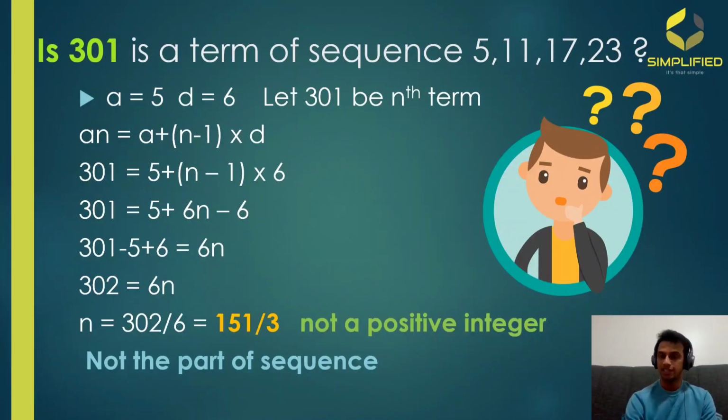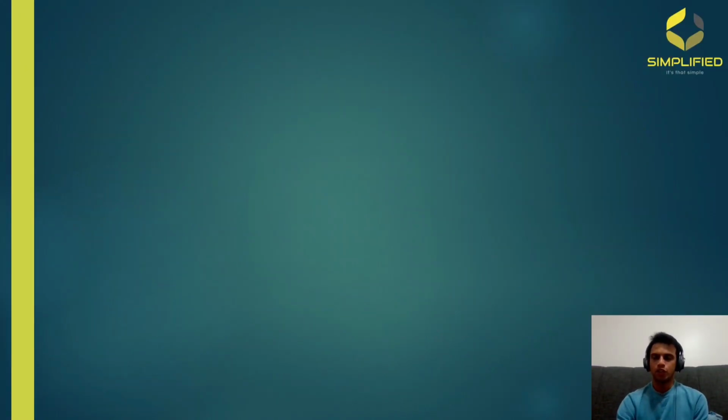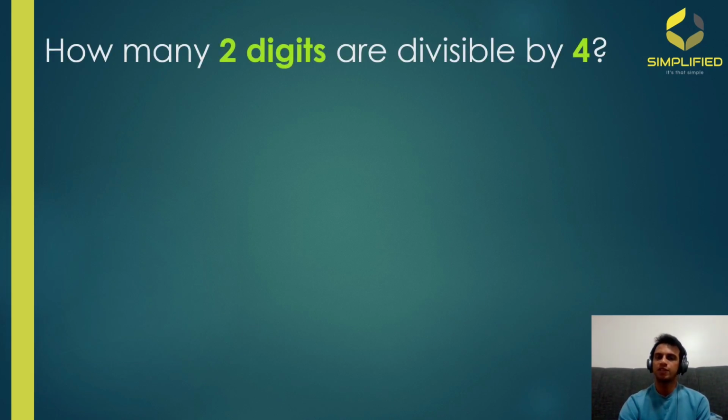Now we are going to the second problem. Our question is a very simple one. How many two-digit numbers are divisible by 4? So I repeat, how many two-digit numbers are divisible by 4? To do this, first we need to bring two-digit numbers into our attention.